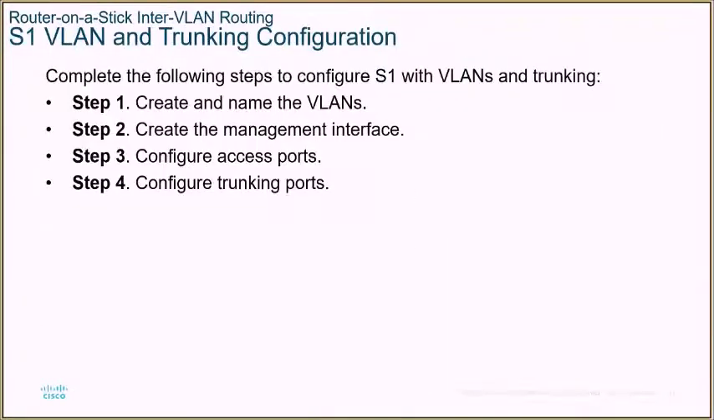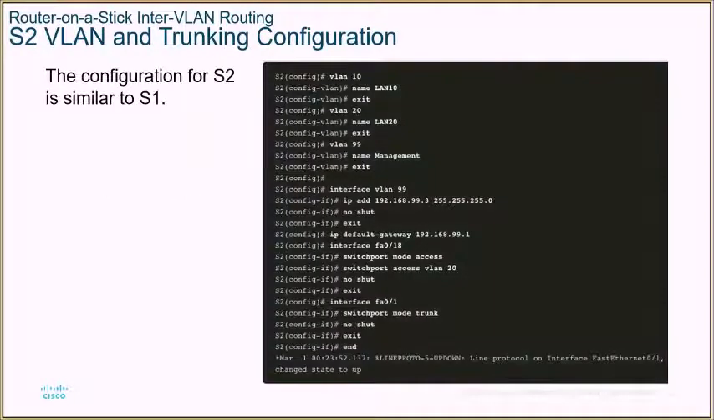All right, so complete the steps. You create and name the VLANs on the switches, create the management interface, configure access ports, and configure trunking ports. Of course, all of that was what we spoke about in the previous chapter. And so here's an example. Here we're creating VLAN 10, we're calling it LAN 10, VLAN 20, LAN 20, and VLAN 99 management. That's on the switch. And then here, of course, the management VLAN is interface VLAN 99, give it an IP address, turn it on, tell it who its gateway is, all good.